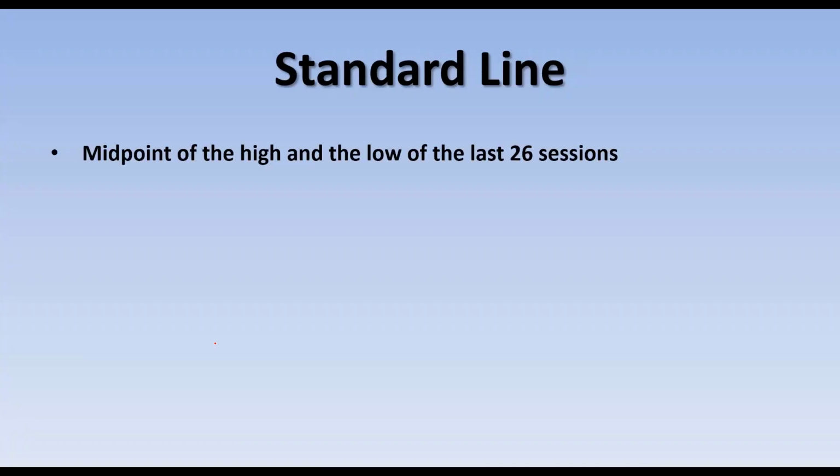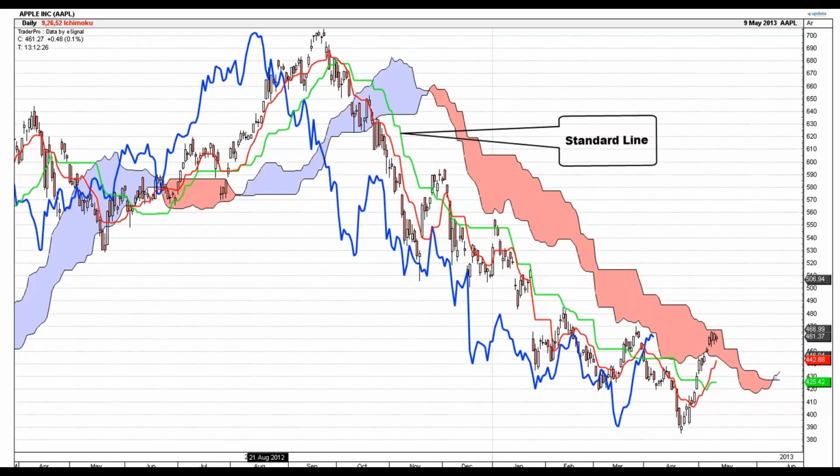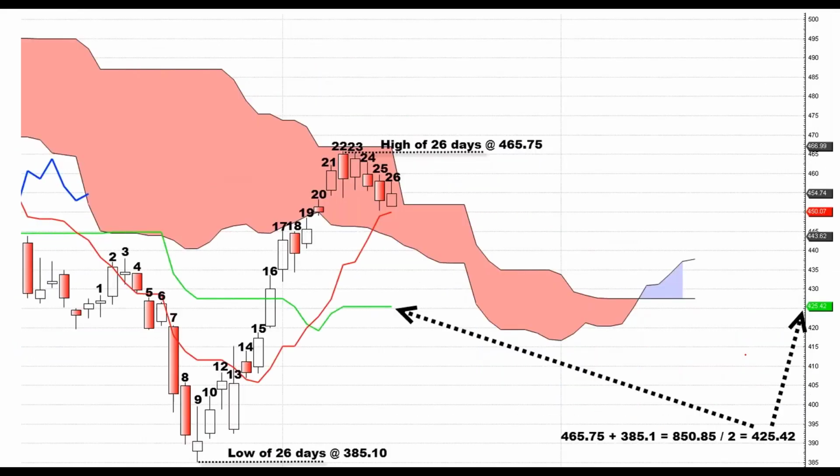Now, the standard line is the midpoint, where you take the high and the low of the last 26 sessions, find the high and the low, and then divide that by 2. That's your midpoint. All right, so in this case scenario right here, this is the turning line. This is the standard line. Let's calculate the standard line.